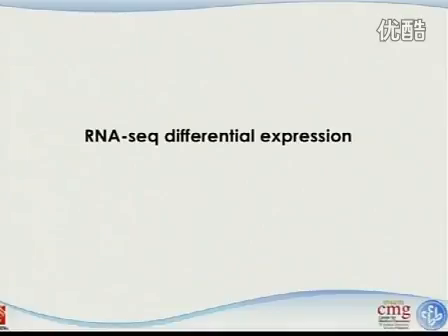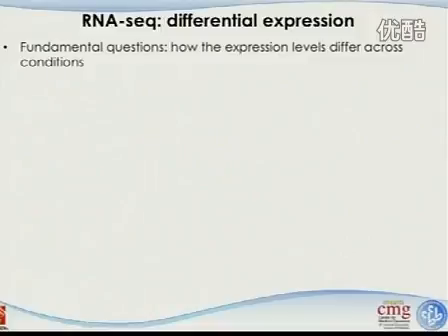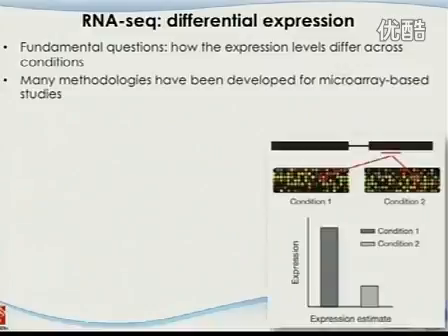Okay? The last topic of today, maybe 5-6 slides, is about RNA sequencing differential expression. In the previous section, we were talking about quantification, which gene is expressed how much based on RNA sequencing data. We were not talking about comparing two different samples. Now we are getting to the summary of how to do RNA sequencing differential expression analysis. The fundamental question here is how the expression level differs across conditions. Sometimes we are interested in just quantifying it. Sometimes we want to see which genes are differentially expressed between normal and cancer samples, for example.